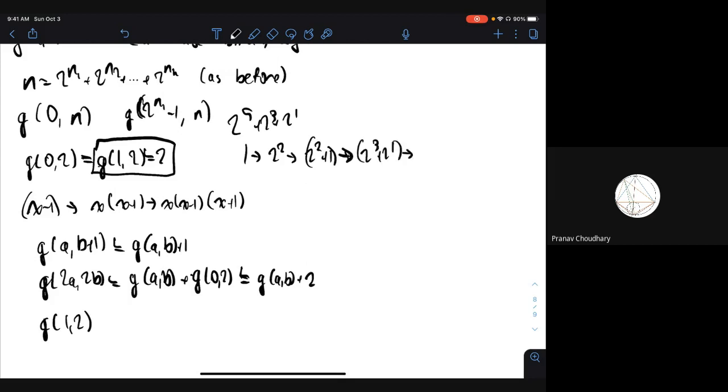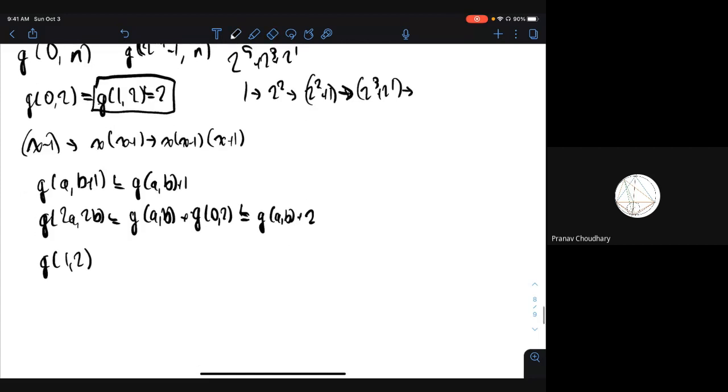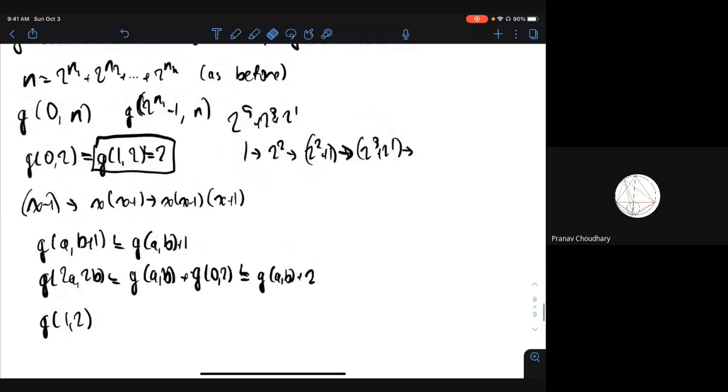Then you double again. Then you just keep building this up. You build up 1 bit by 1 bit. So you just build this up iteratively. It's roughly just like this.